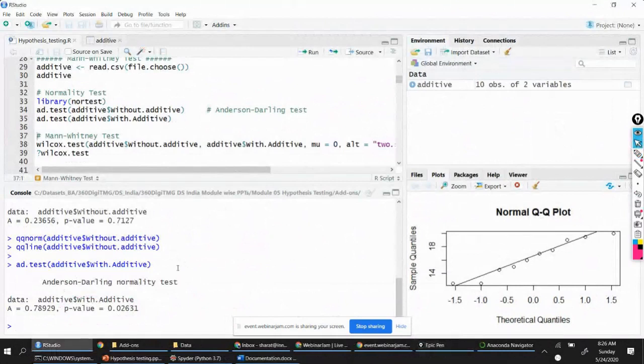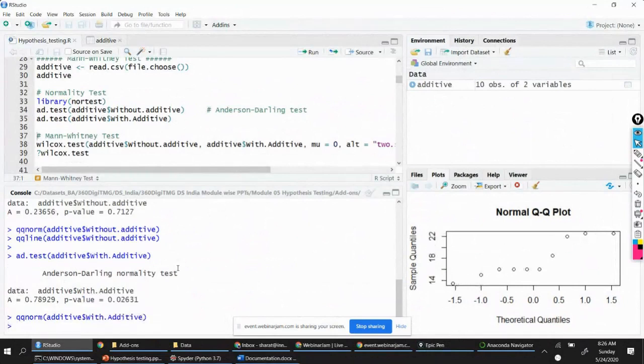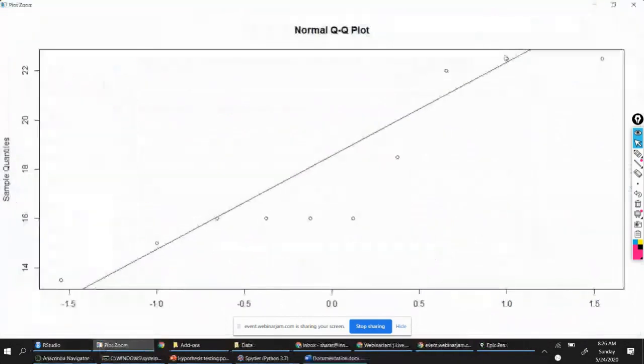We can also cross-check this again using QQ norm, additive dollar with additive. And you can see here the diagram. So very few data points, maybe 1 or 2 data points are falling on the straight line, but other data points are not on the straight line. So this clearly tells us that the data is not normal.